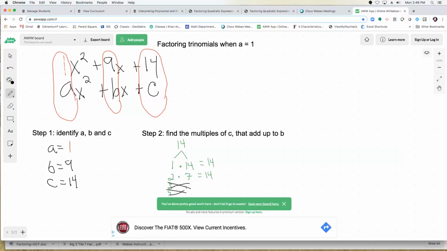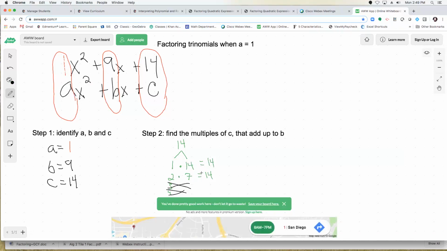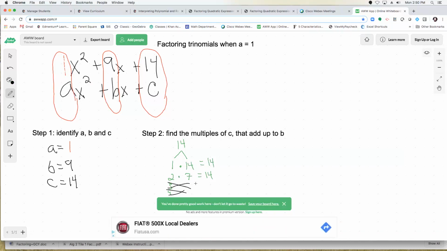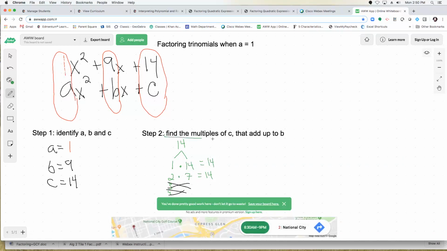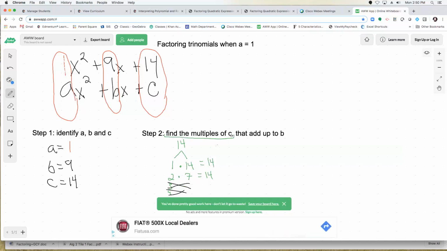5 times nothing either. So this is what we're working with. And those of you that are a little bit better at your multiples will identify that right away, that 1 and 14, and 2 and 7, are the only ones you're going to have. So this is where we stop. Sometimes that list gets a little long, but that's okay. All right, so that's the first part of step 2. Find the multiples of C. Done. Found that. Next part I'll underline in blue.